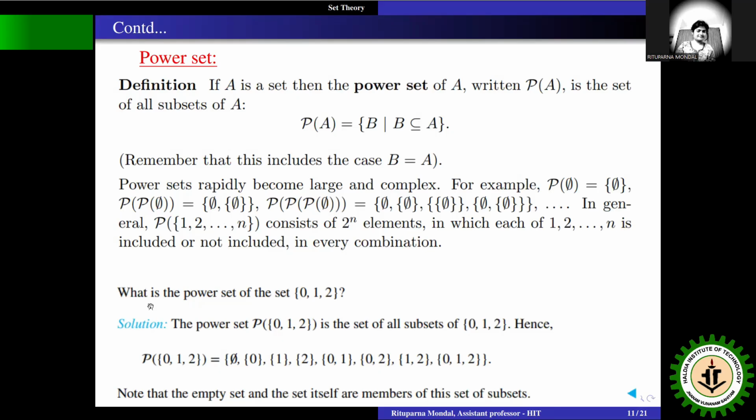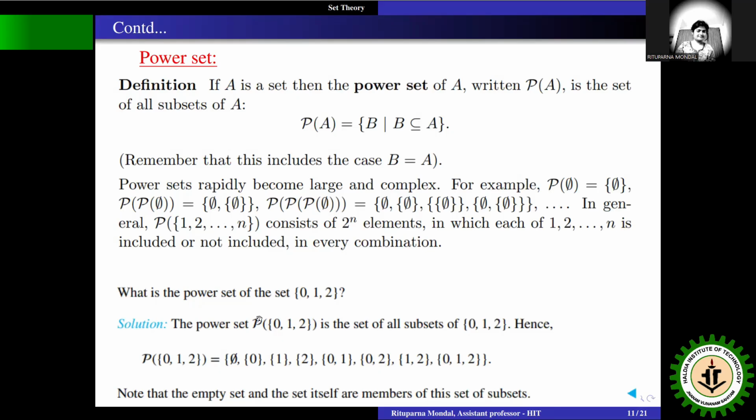Now, for this example, what is the power set of this set? Here, this set contains 3 elements. So, we can easily say that for this formula, the power set of this set contains 2 to the power 3 elements. That means 8 elements. So, what will be the elements?